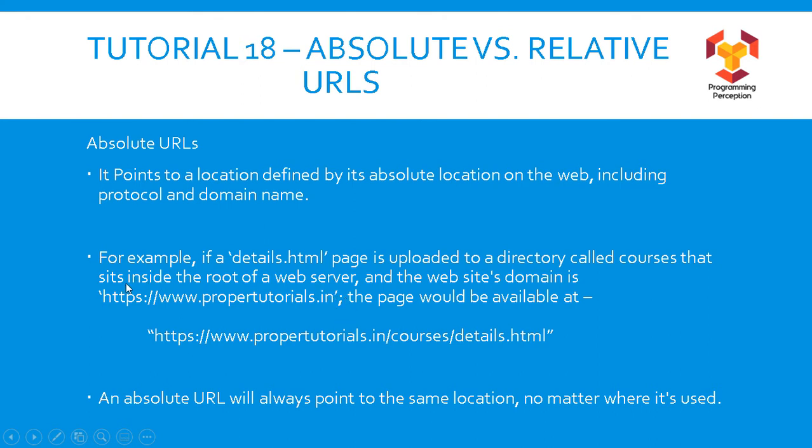Now on this server, there is a folder named courses, and inside that folder, there is a file known as details.html. So the absolute URL for this file will have the name of the domain, the name of the directory, as well as the name of the resource. And no matter where you are using this URL, for this resource, the URL is always going to remain the same. And that's why this is known as an absolute URL.